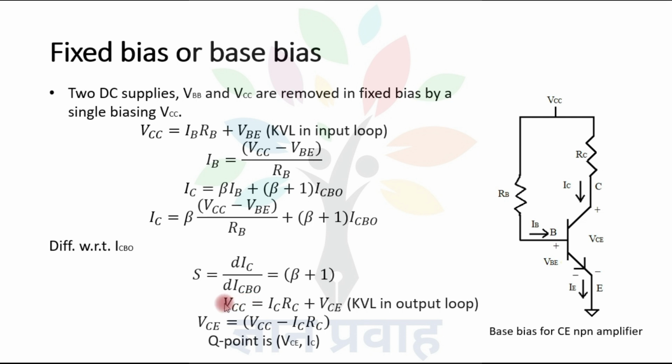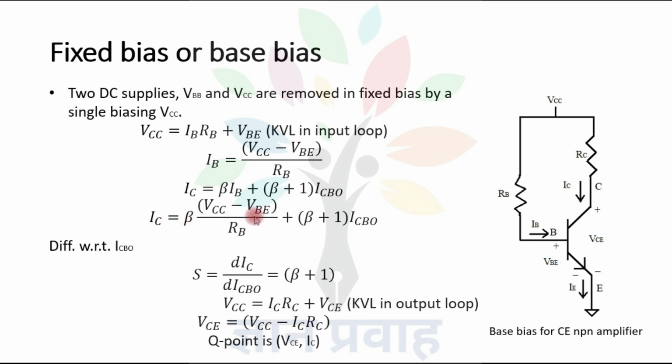The next target is to find the Q point voltage and current. By applying Kirchhoff's voltage law in the output loop, VCC equals IC RC plus VCE. From this equation, VCE equals VCC minus IC RC, and IC we have already calculated here. By putting the IC value in this expression, we can find the value of VCE, which is the Q point VCE. So the Q point coordinate is (VCE, IC), with VCE and IC values as found here.